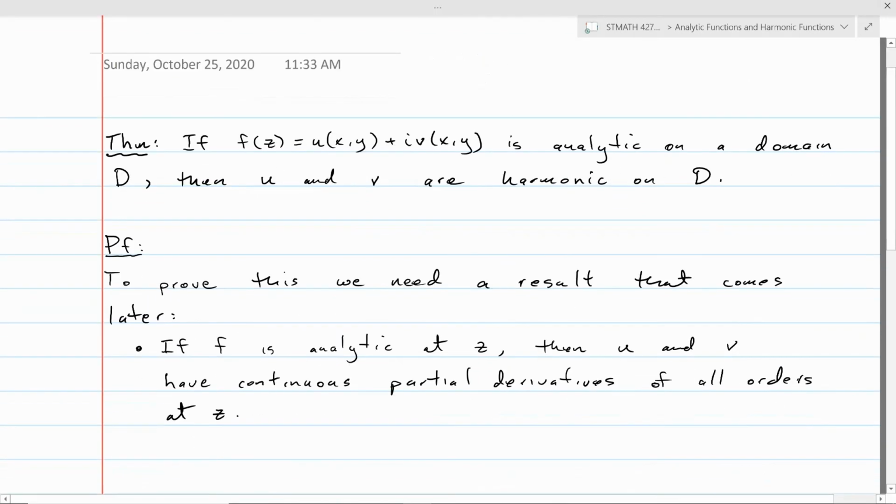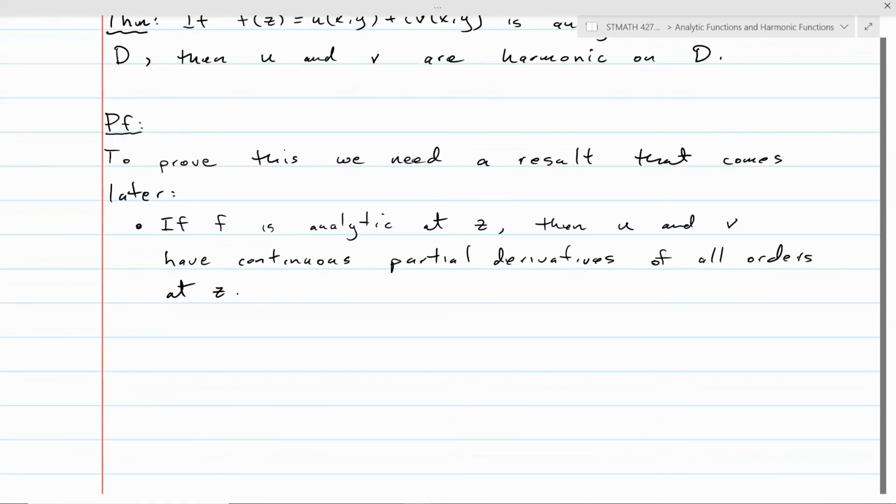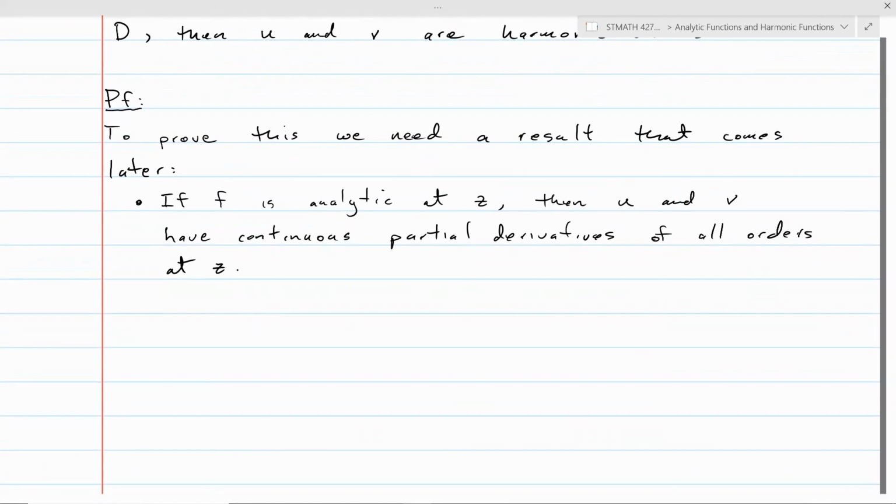One last theorem, and then we'll be done with this particular lecture. This last theorem says that if your function f, broken into its component functions u and v, is analytic on a domain D, then u and v both have to be harmonic on that set. So analytic functions have harmonic component functions. Now to prove this, we actually need to cheat and look ahead a little bit to something that comes later.